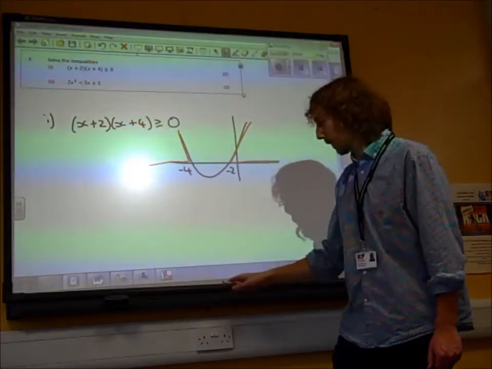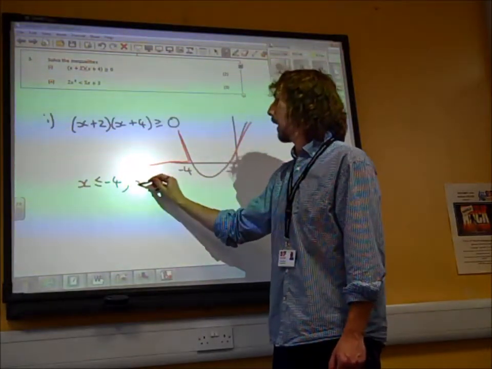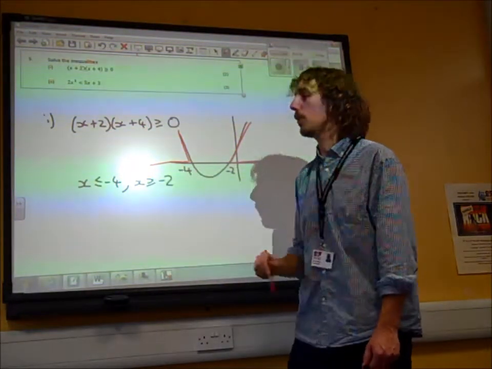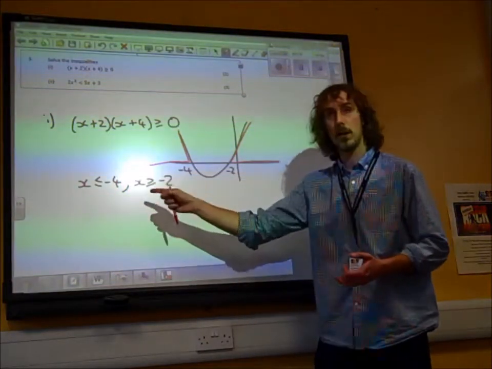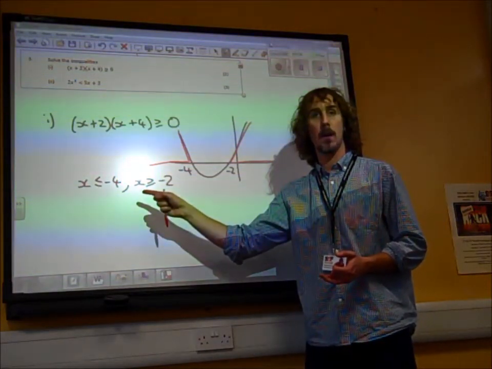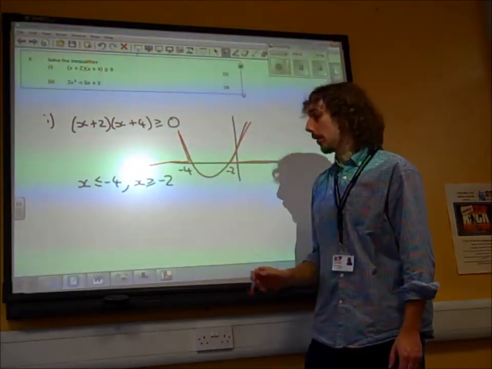So we want x to be less than or equal to -4 and greater than or equal to -2. And remember, this has to be 2 distinct regions that we're describing here. We can't wrap this up as one answer. Part 2.